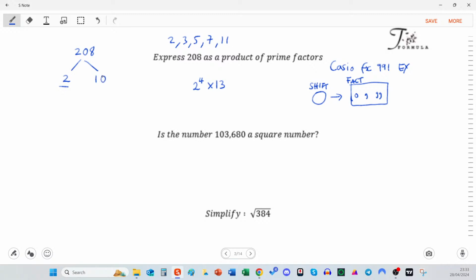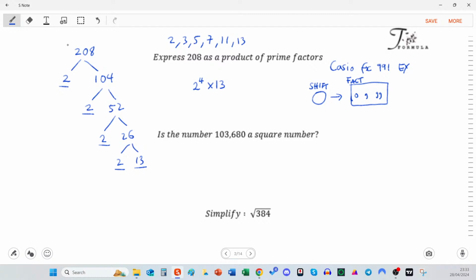2 multiplied by 104. Now we need to keep going. 2 multiplied by 52. We need to keep going. 2 multiplied by 26. And finally, all prime. Okay, so there's your prime numbers. You should know them up to maybe 30.